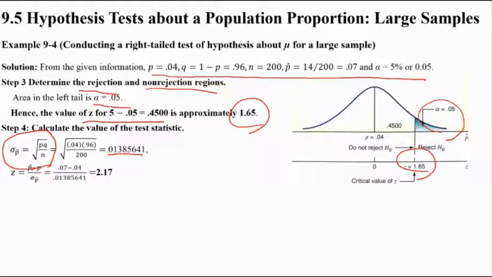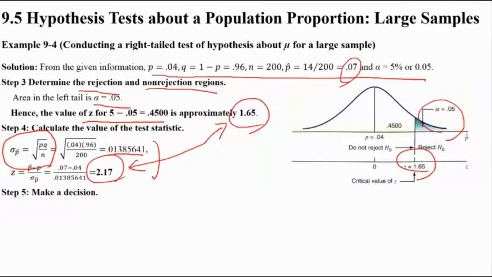For the Z value, P hat minus P, divided by the standard deviation. P hat is 0.07 and P is 0.04. From here we got 2.17. So we are going to compare two values: this one from the significance level, and this one by calculation.